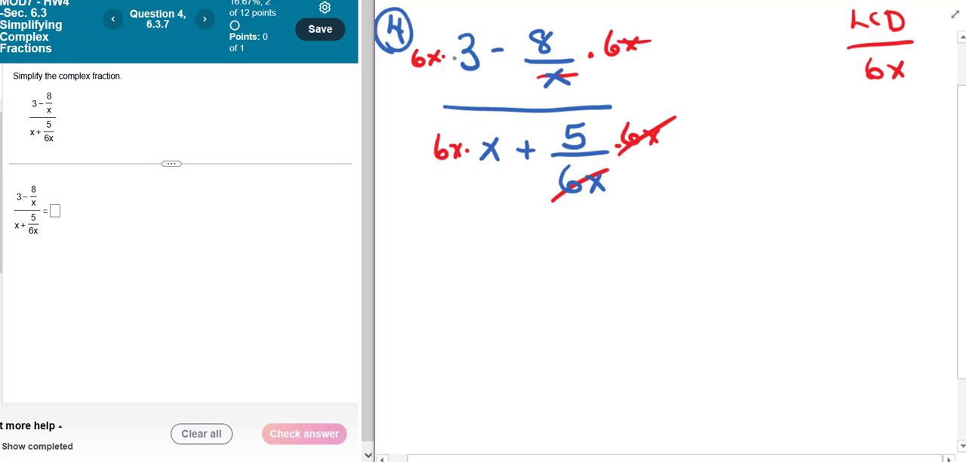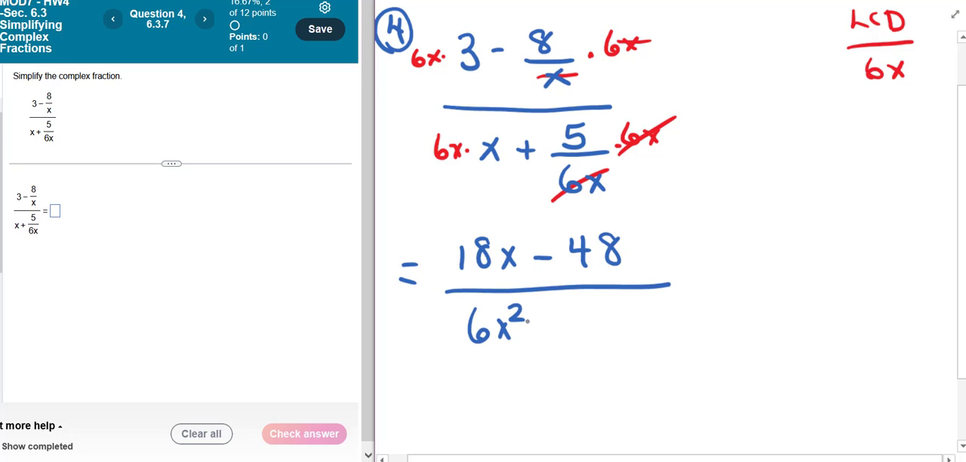So we'll multiply across. So we have 18x minus 8 times 6 is 48 over 6x squared plus 5. Right, nothing we can do with that denominator.